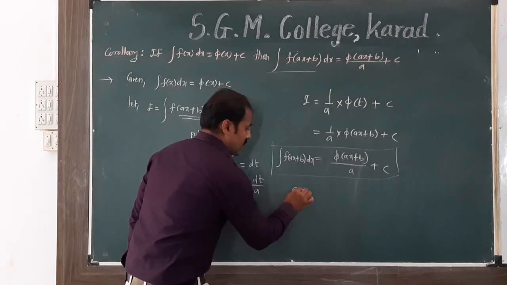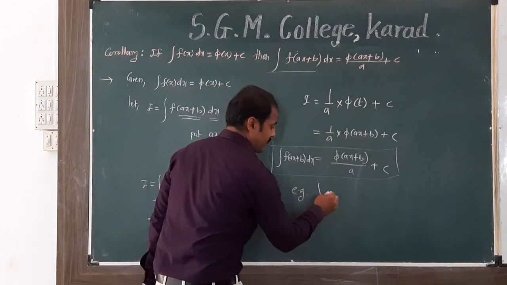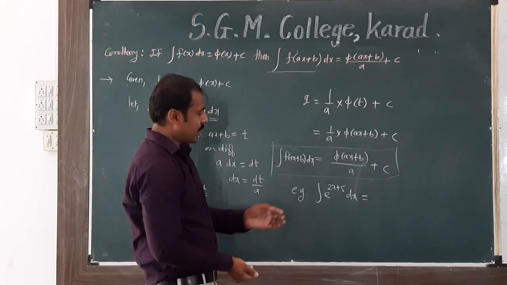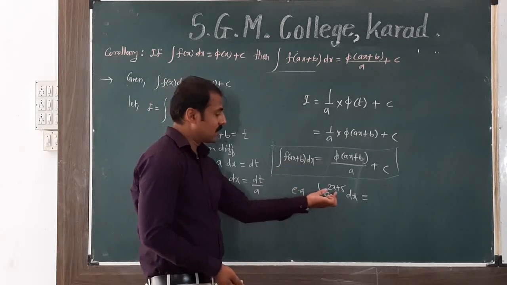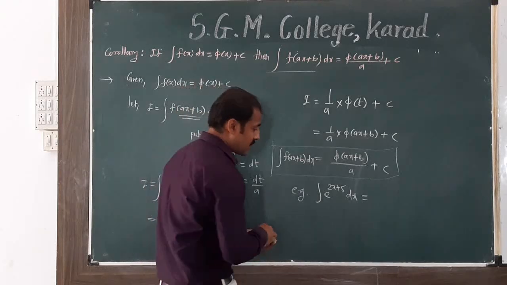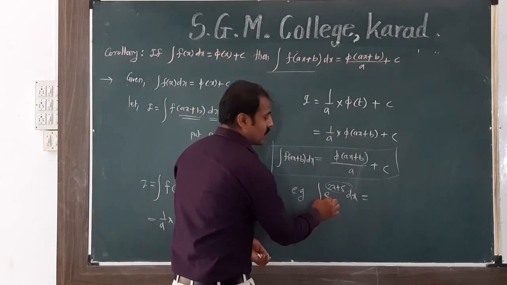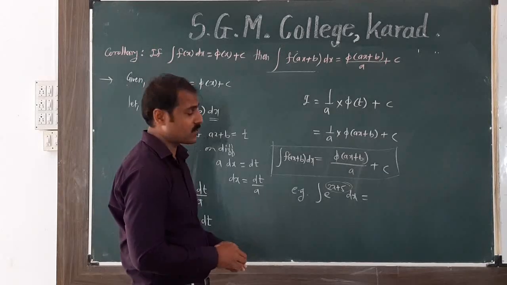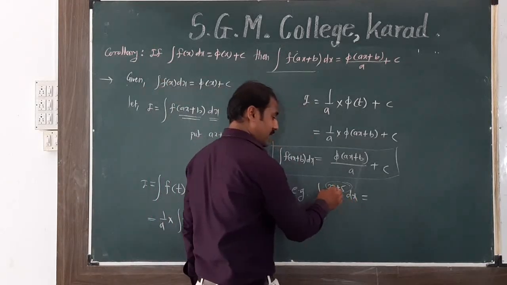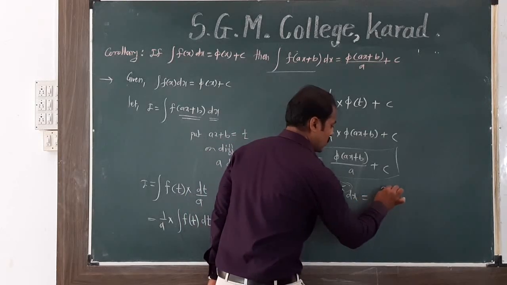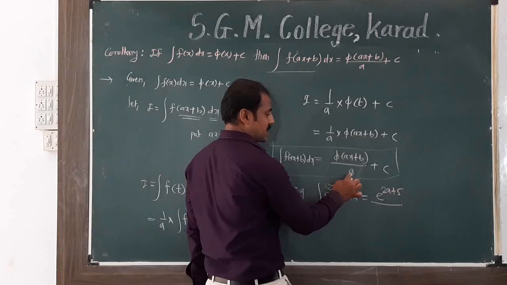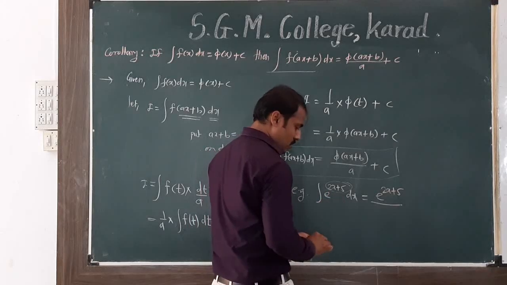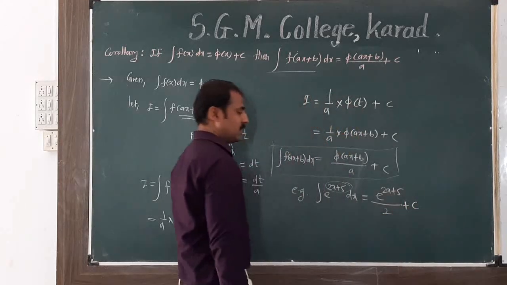For example, evaluate integration of e raised to 2x plus 5 dx. Here 2x plus 5 is a linear equation, so consider 2x plus 5 as x. It looks nice, e raised to x dx. We know the integration of e raised to x is e raised to x. So integration of e raised to 2x plus 5 is e raised to 2x plus 5 divided by the coefficient of x, which is 2, plus constant of integration c.